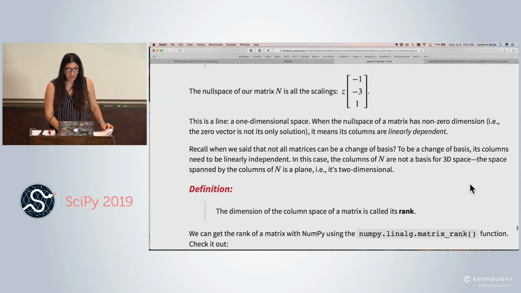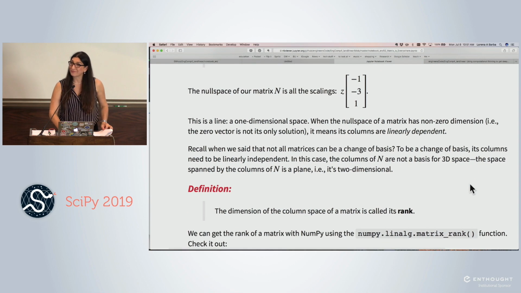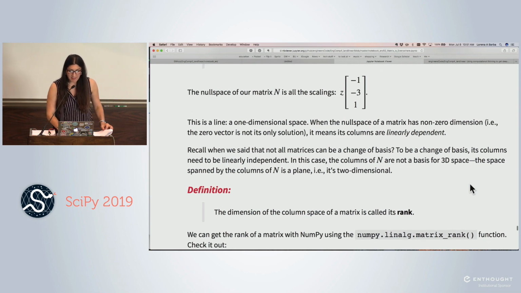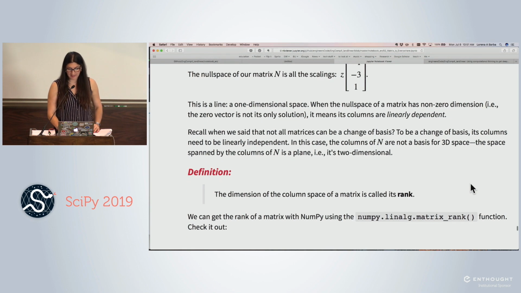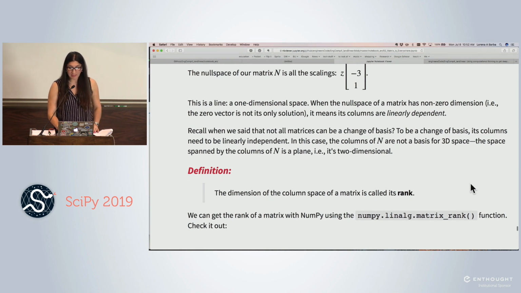So the definition that is important here is the word rank. We call the dimension of the column space of a matrix its rank. This matrix N is a 3D matrix, 3 by 3. It multiplies three-dimensional vectors, but the output of this matrix vector multiplication has dimension 2. The effect of this matrix is to reduce the dimensionality of the vector space that it transforms.